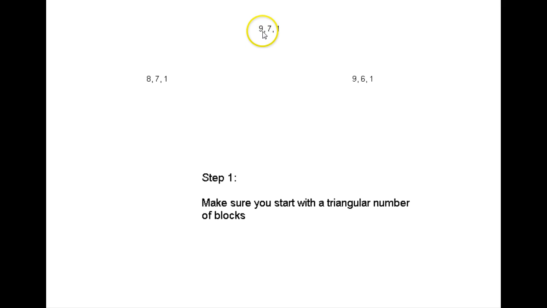Now the number of trees is going to depend on what triangular number these add up to and how many of each color you have, right? So you have to think about that. But in general, the way to think about these problems is you want to break it down into simpler problems.